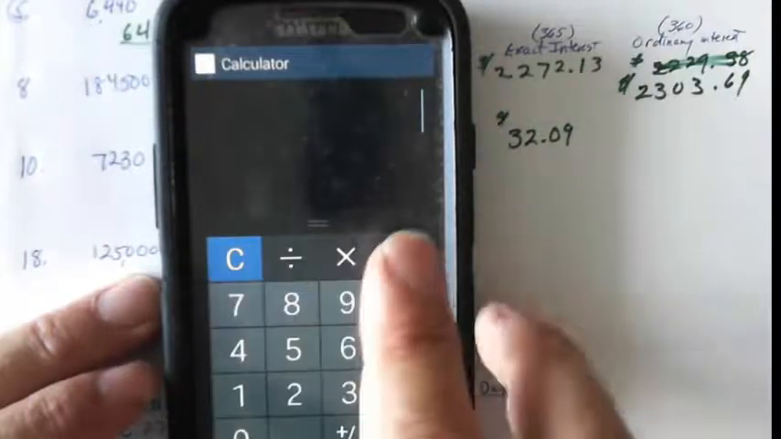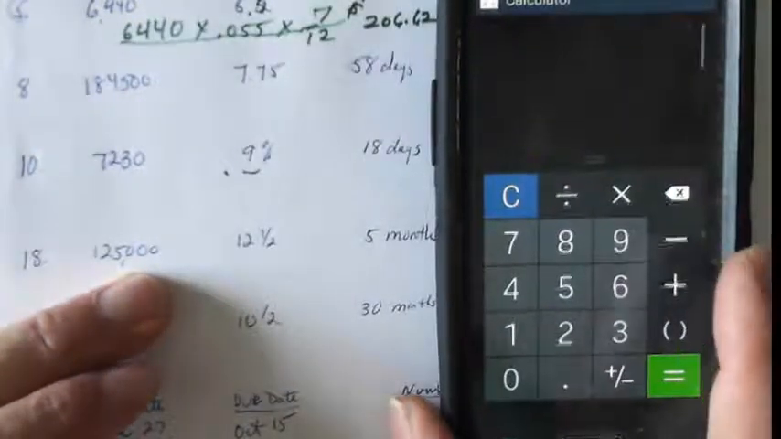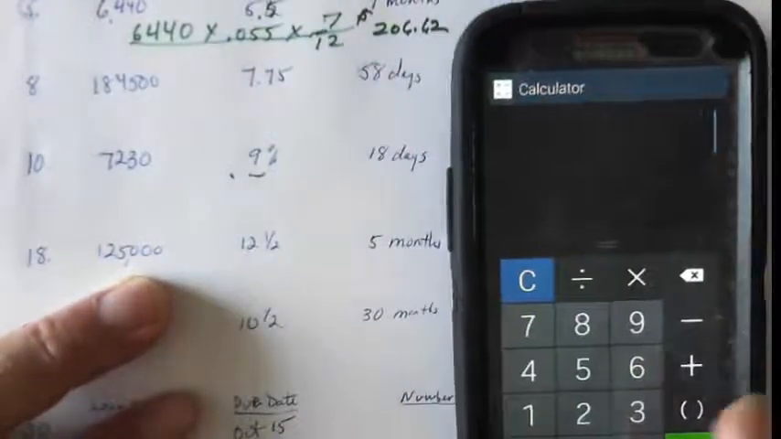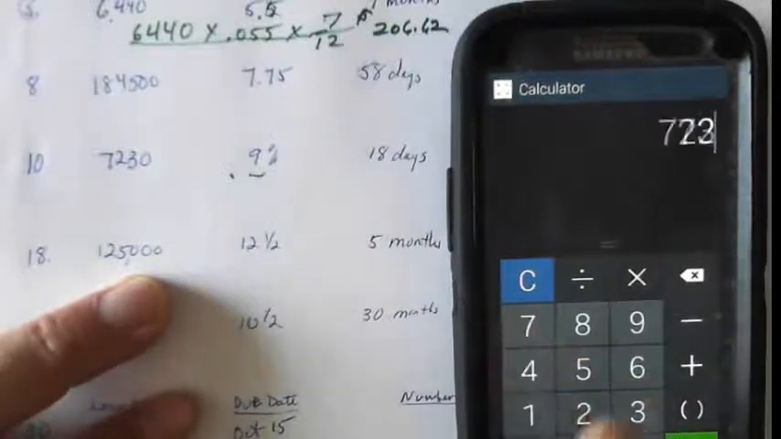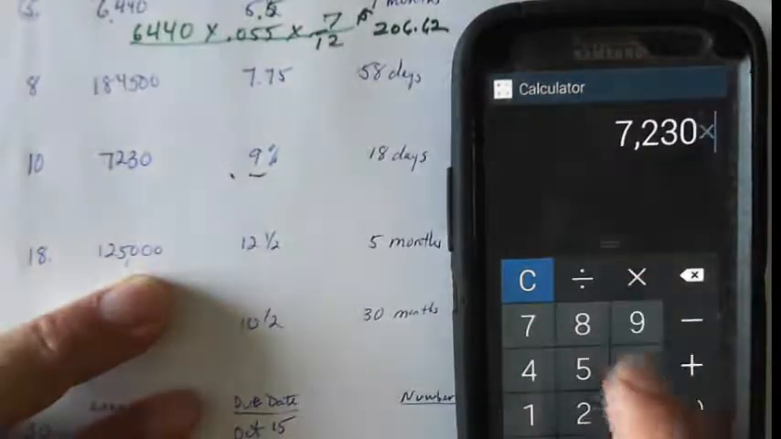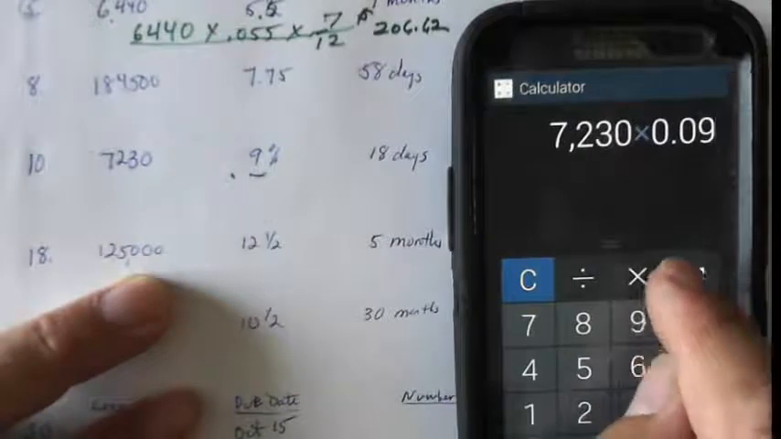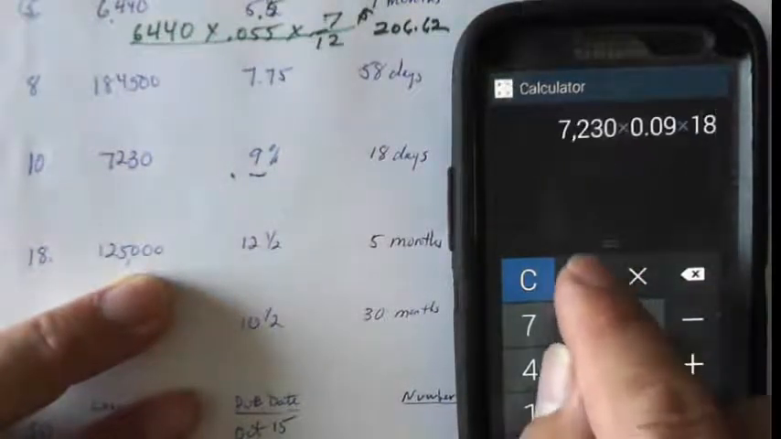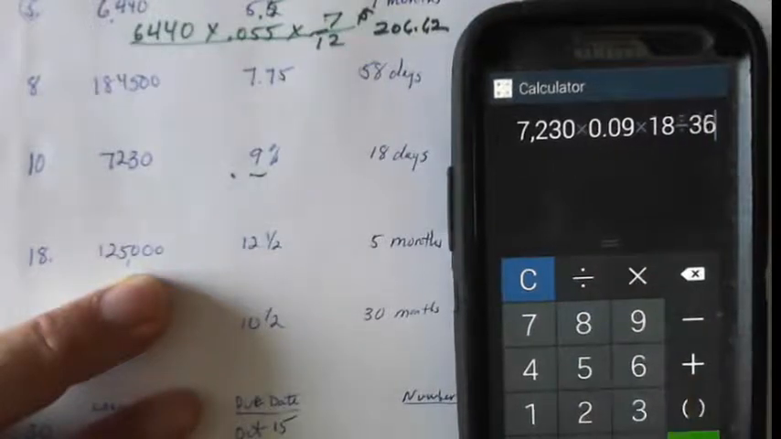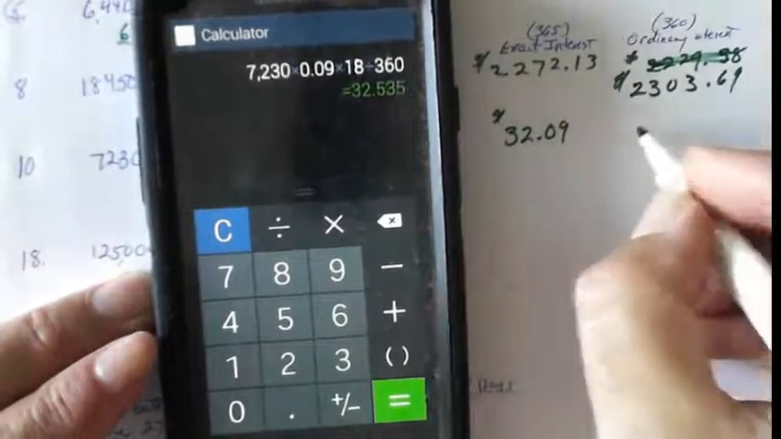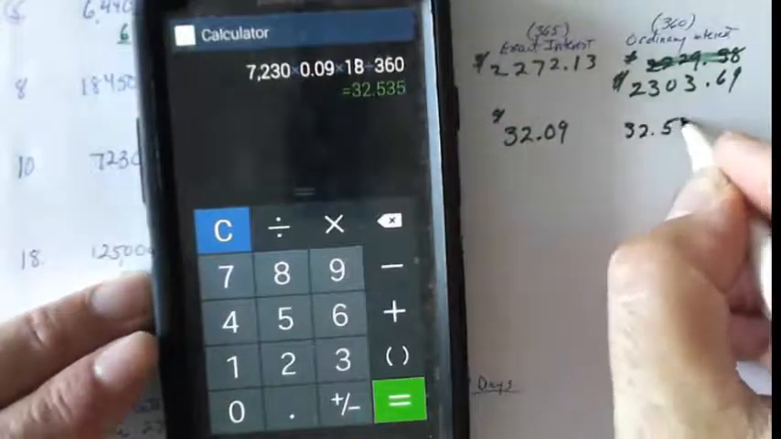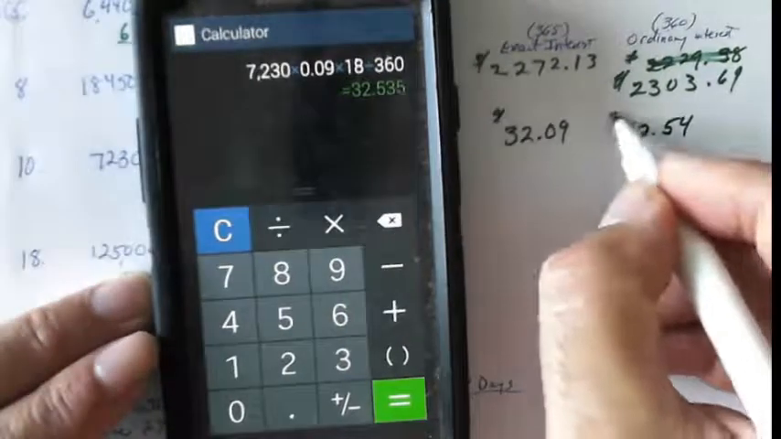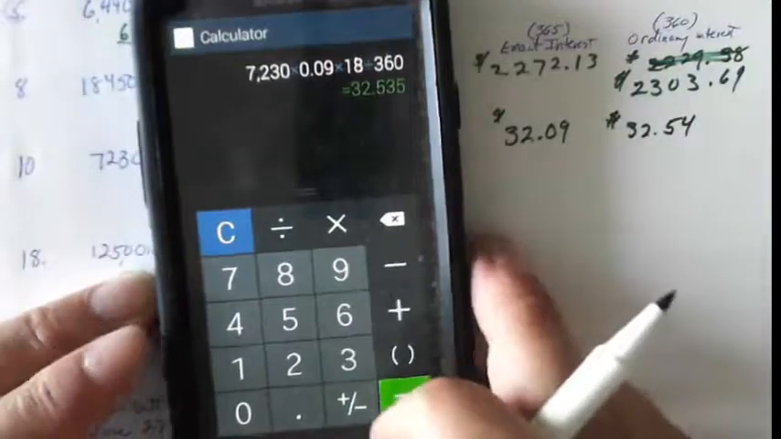Okay, and then we do the same thing. Go back to our original numbers here. So we had 7230 times 0.09 times 18. And this time we're going to divide by 360. And then we would get 3254, because we're always going to round up just a penny. Okay?